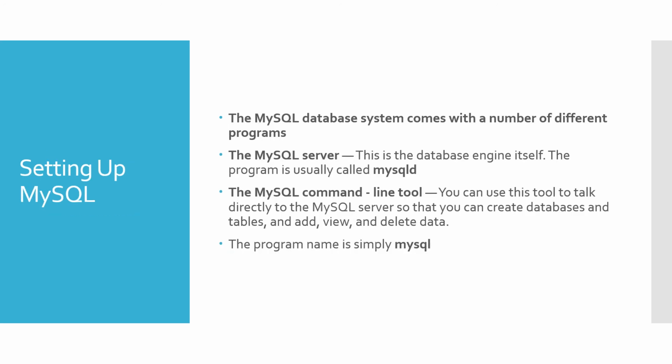Then we are going to set up MySQL. The MySQL database system comes with different types of programs available. First, the MySQL server. This is the database engine itself. The program is usually called mysqld. Then the MySQL command line tool. You can use this tool to talk directly to the MySQL server so that you can create databases and tables and add, view and delete data. It's handy for setting up your databases and also for troubleshooting. The program name is simply mysql.